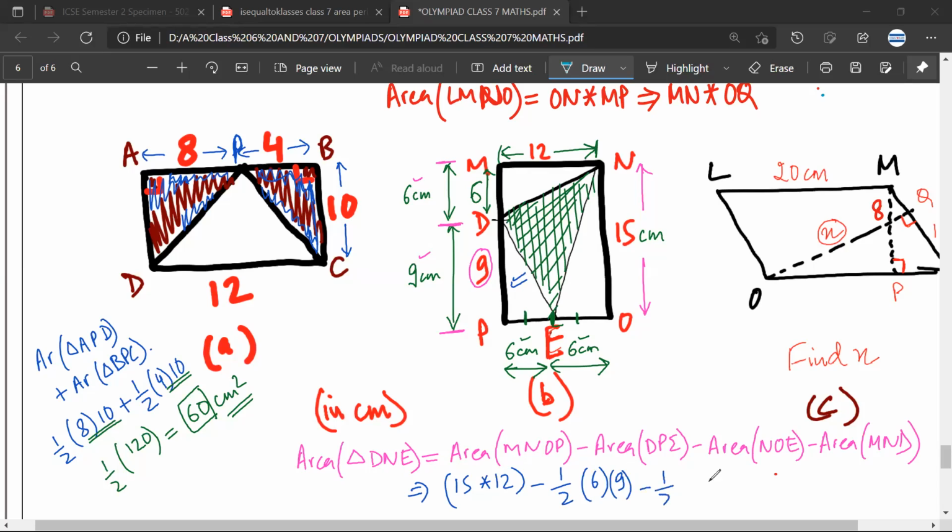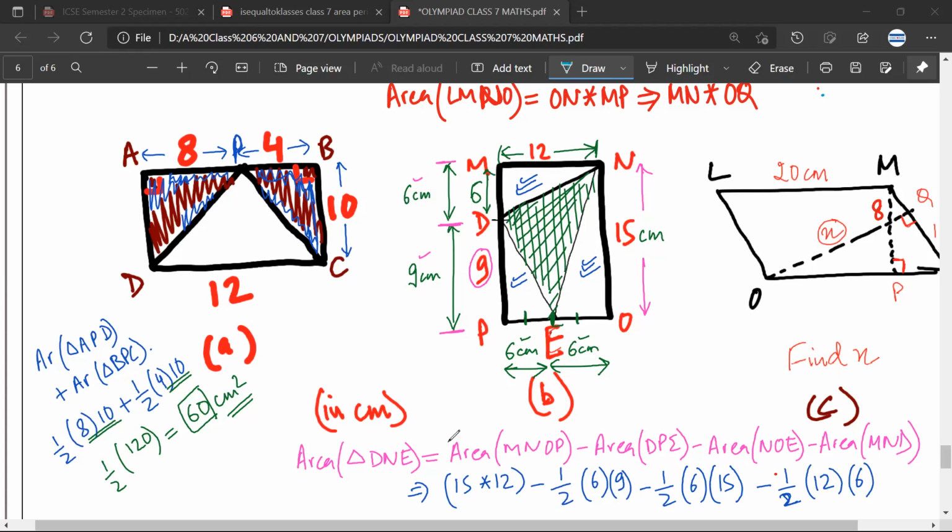minus half area of NOE. This is NOE. This is half base into height 15 minus half area of MND. This is MND. This would be half base into height 6. Mr. Sarthak, do we agree?